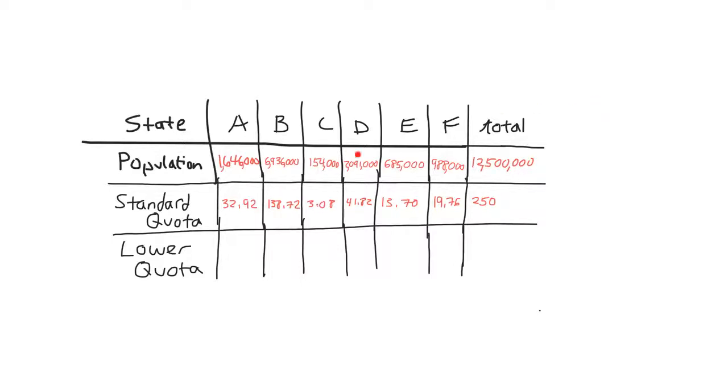Now, you may have noticed I made an extra row called the lower quota row, and the reason for this is because you definitely want to pay a lot of attention to the lower quota of each of these standard quotas when you're doing Hamilton's method, which is what we're looking at right now, Hamilton's method.